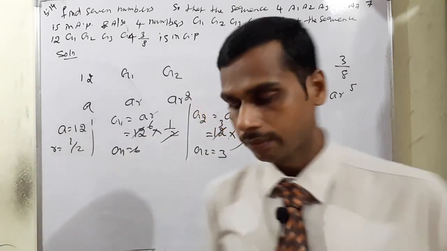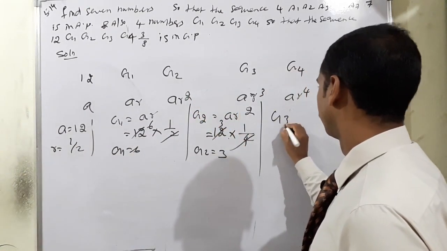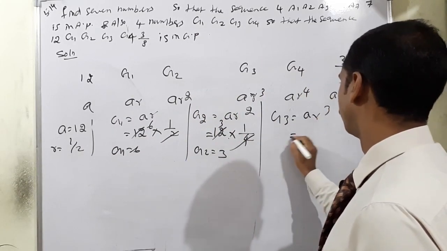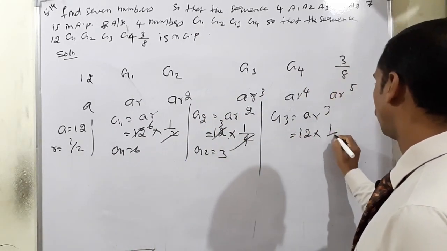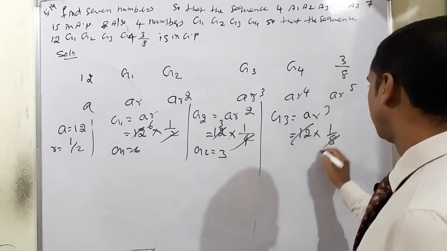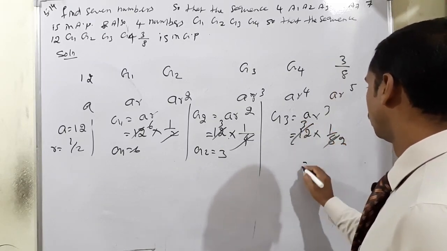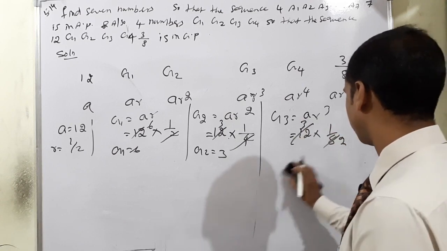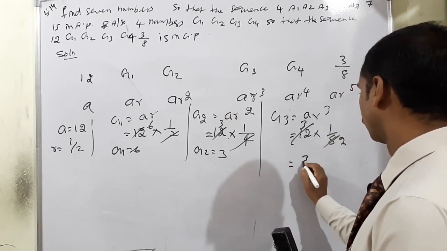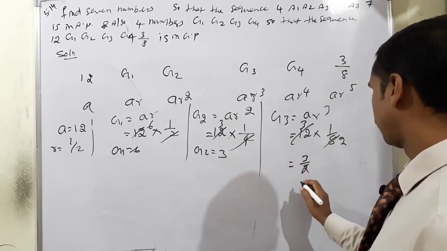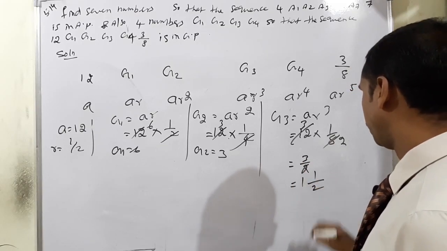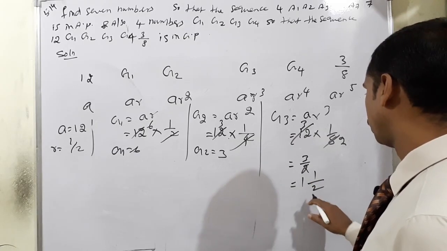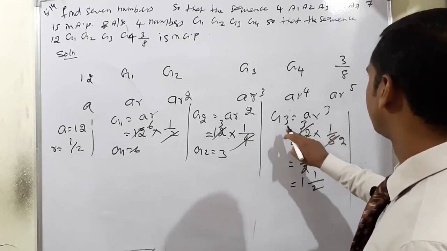Then G3 is equal to AR cube. Again, A is equal to 12 into 1 by 2, the whole cube means 1 by 8. Now, 12 and 8, how many times? 3 and 2. This is 3 by 2, isn't it? So, 3 by 2 as a mixed fraction, common denominator 2, then 1, 1 by 2, isn't it? So, 1 into 2, 2 plus 1 is equal to 3 by 2. Then next, this is G3.